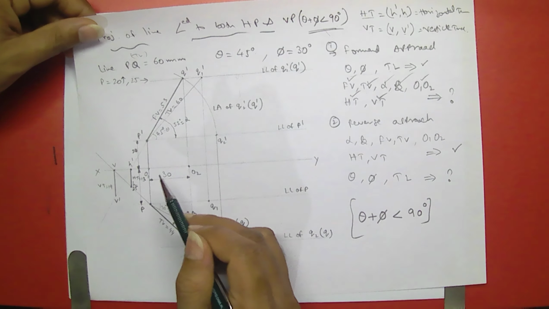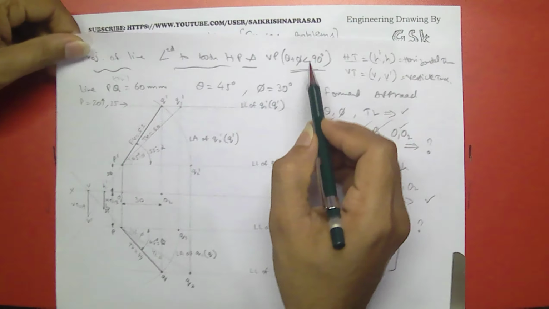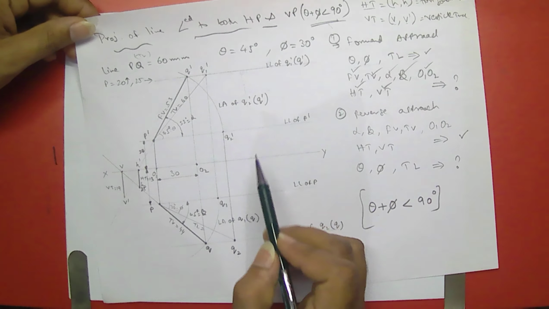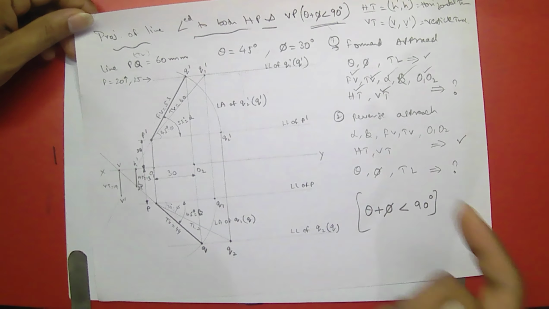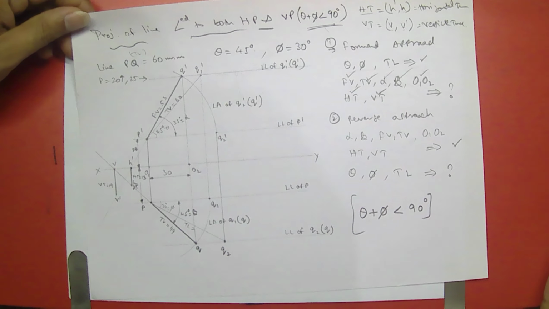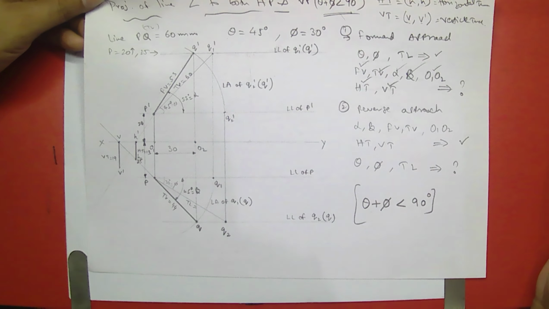By summation of this we will get 75 degrees, which is less than 90 degrees. So if you want clarity, you can go to the previous video. I'll give a link in this video below, so you can go through that. So let's start the problem.